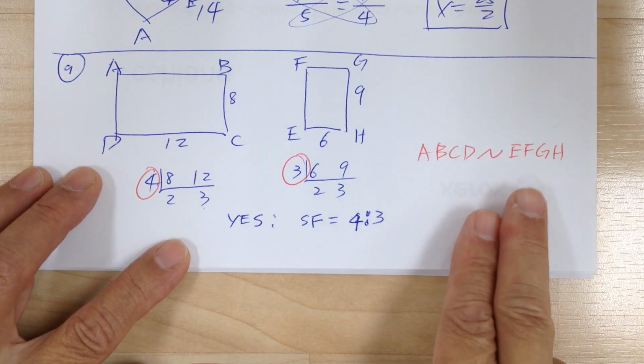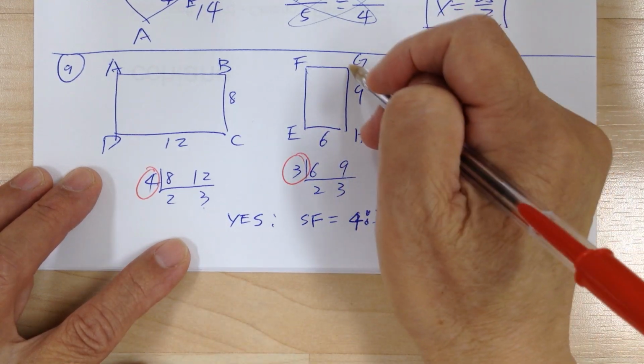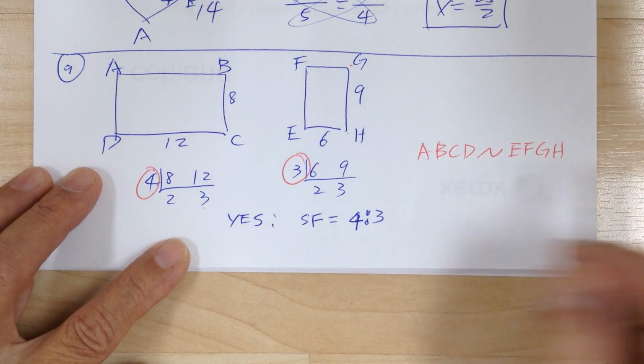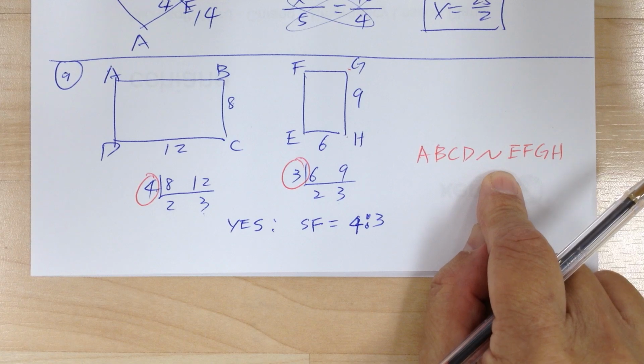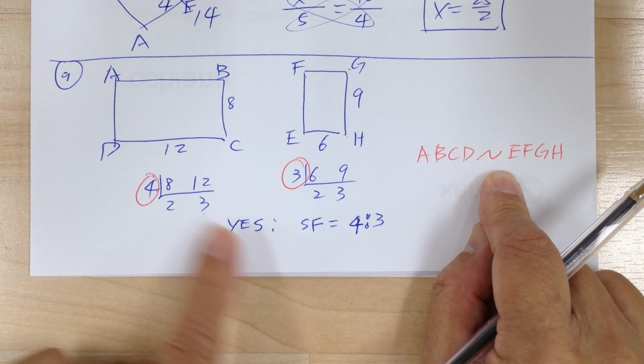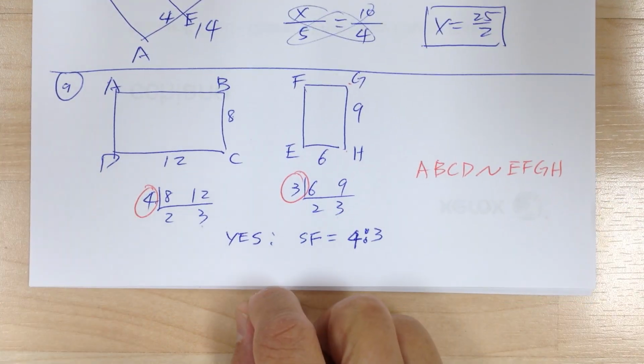Again, the answer very much depends on where you start. If you start over here, then you'll be G, H, E, F, right? So I'm just matching up the length. So that answered the similarity statement and found the scale factor. Scale factor is 4 to 3. Okay, so that's it. Let's go to number 10.